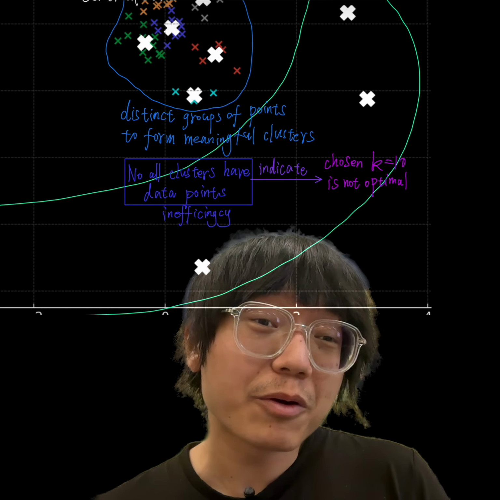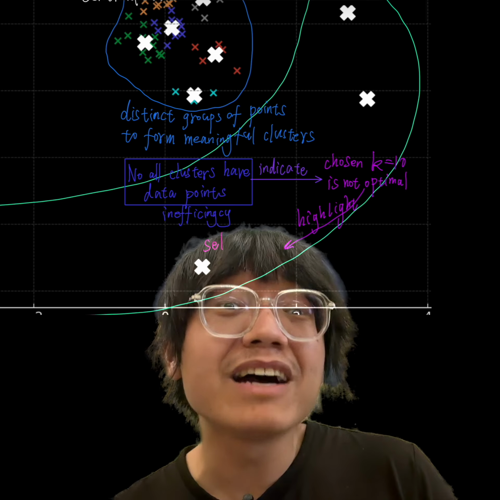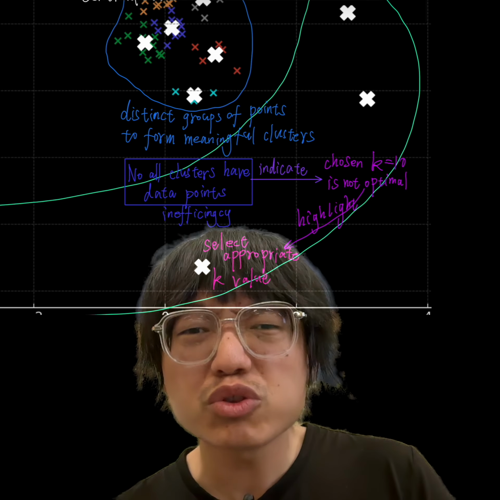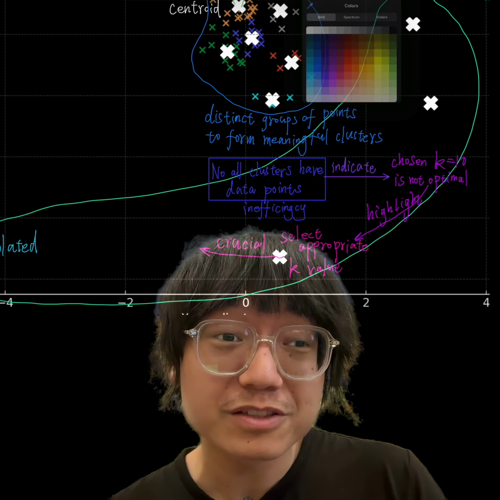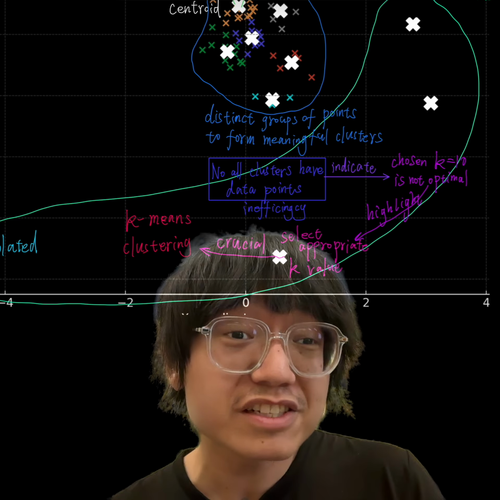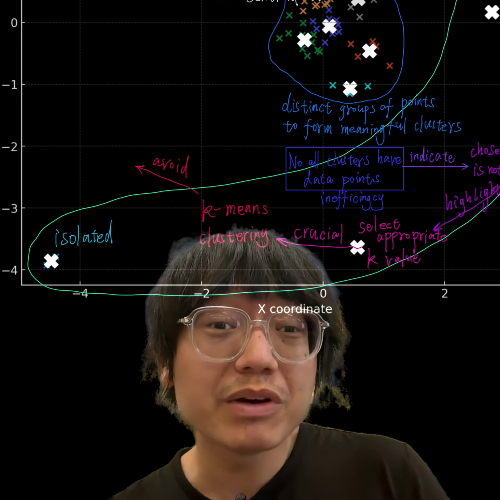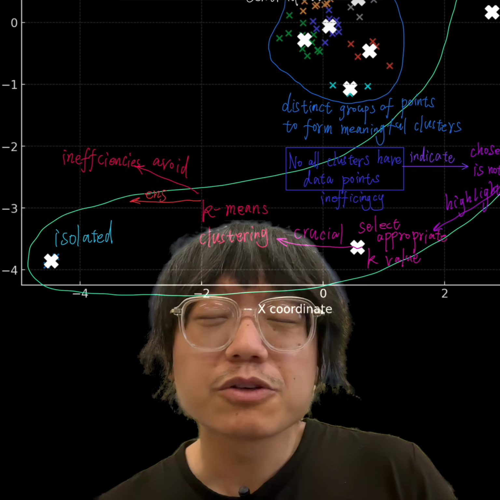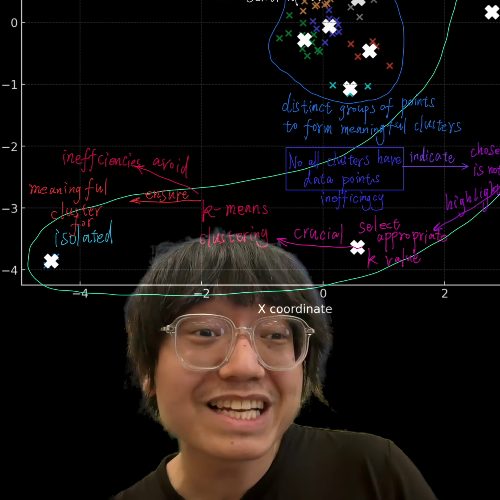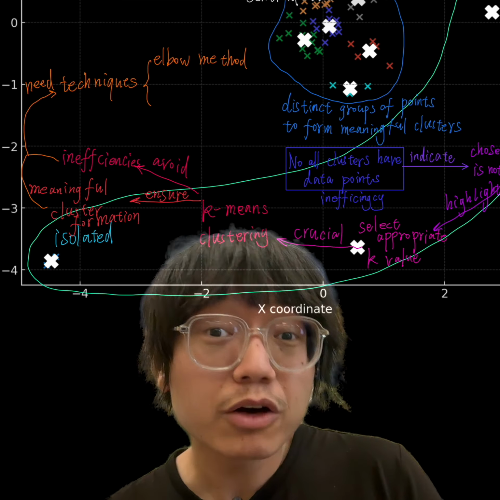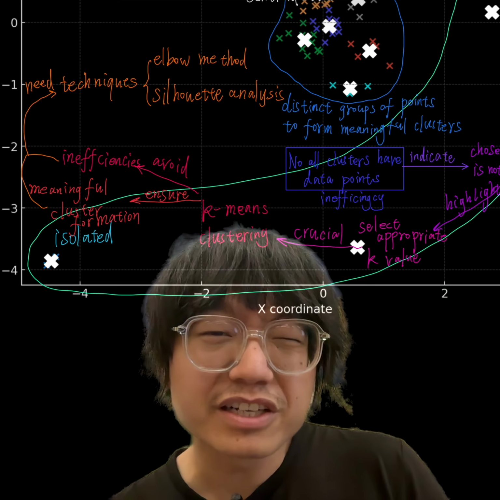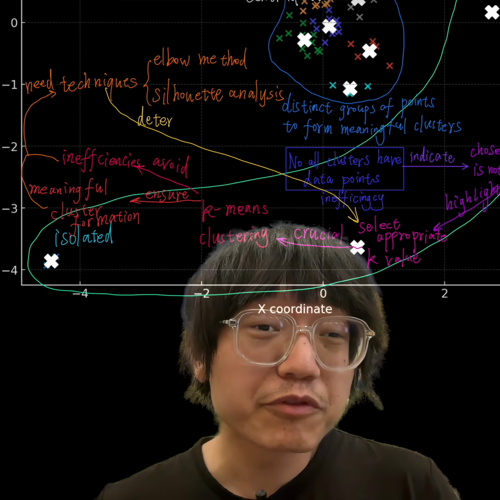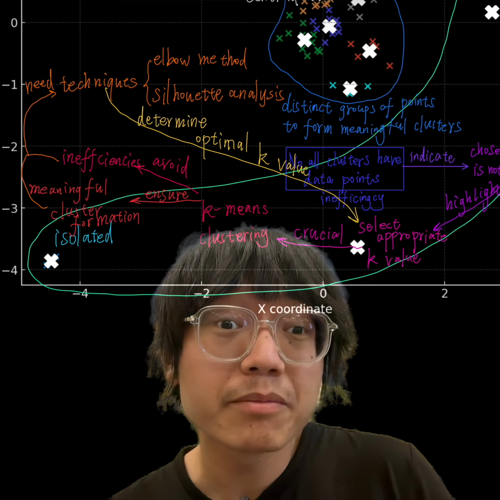This example highlights why selecting an appropriate k value is crucial in k-means clustering, to avoid inefficiencies and ensure meaningful clusters. The phenomenon of empty clusters particularly emphasizes the need for techniques like the elbow method or silhouette analysis to determine an optimal k before we apply k-means.